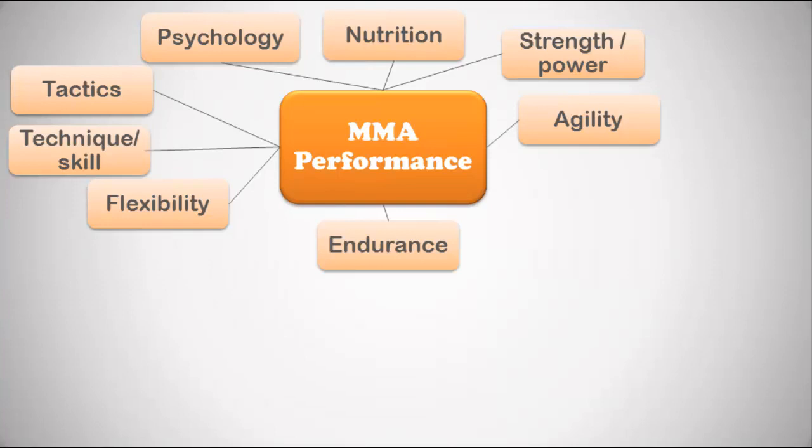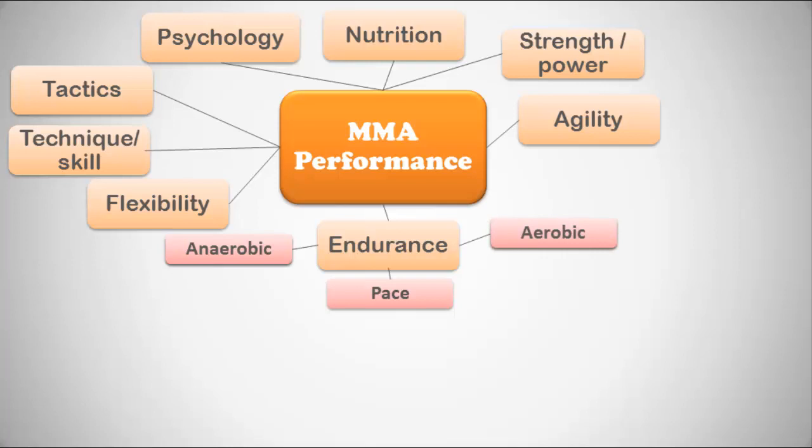And then we have this performance factor of endurance. It's pretty important. And there's a couple of different things under the umbrella of endurance that you want to be mindful of. There's anaerobic endurance, which is your ability to perform at a very high intensity. You can't do it for very long though. And then you have the pace that you set. And then you have aerobic endurance. So these are all the factors that relate to how you perform in your endurance in the cage.